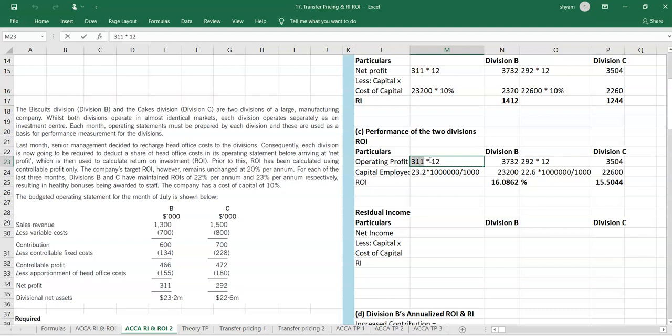See, the only number that we are going to change is the operating profit. Rather than having net profit, which is very wrong, we'll take operating profit. Apart from that, everything remains the same. So operating profit is the controllable profit, so we can put it here.